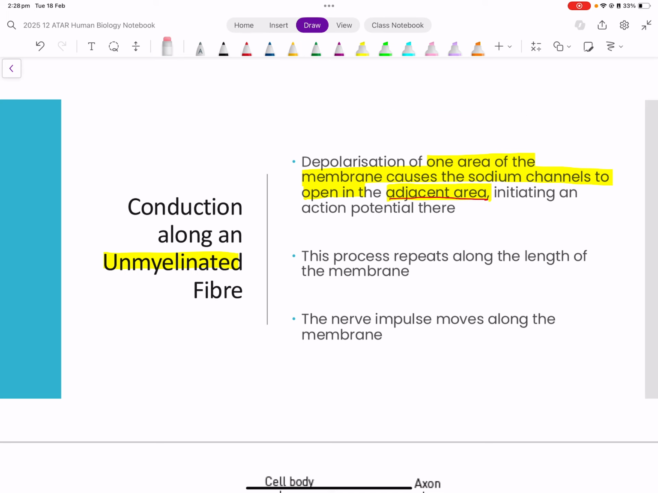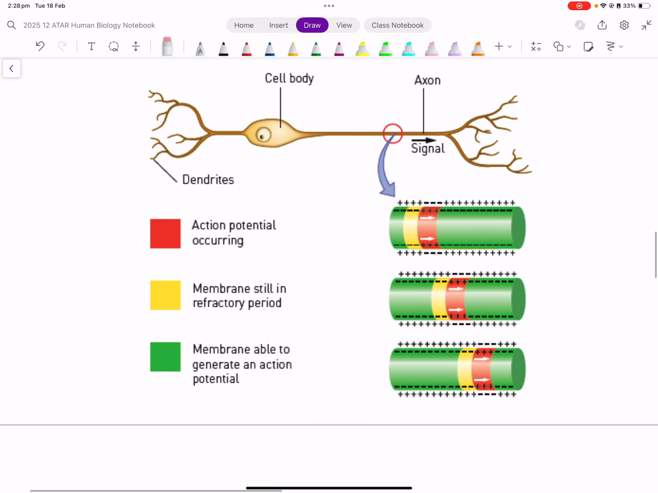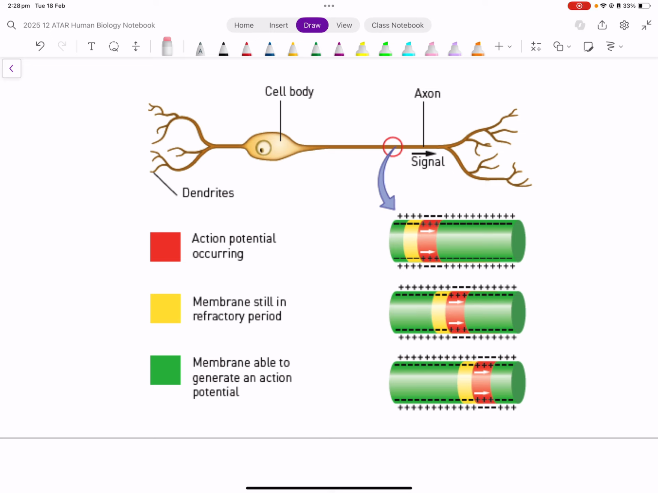Now, the nerve impulse itself gradually moves along that membrane. If we look at that very quickly, we see an axon here. The red in this diagram represents the action potential actually occurring, so we can see that the action potential starts here, progresses to here, and finally ends up here. Following that action potential is that brief refractory period, as the membrane is still in a period of hyperpolarization perhaps. However, after that has restored and reached the resting membrane potential of negative 70 millivolts, another action potential may be triggered.